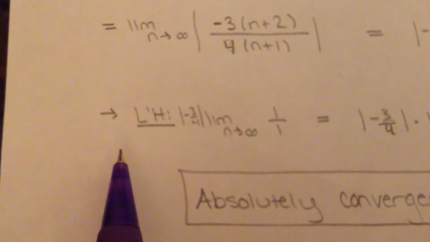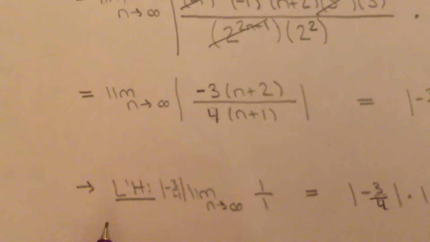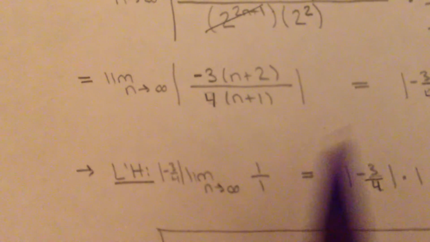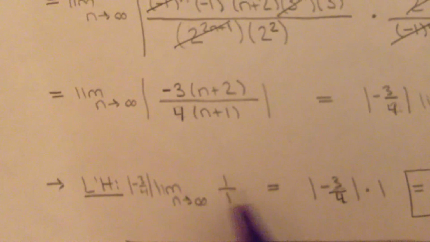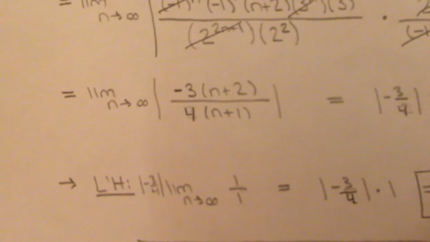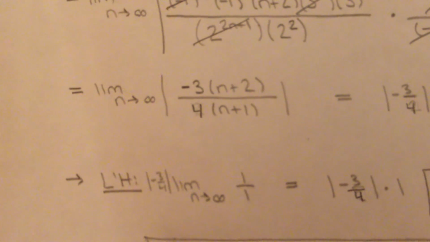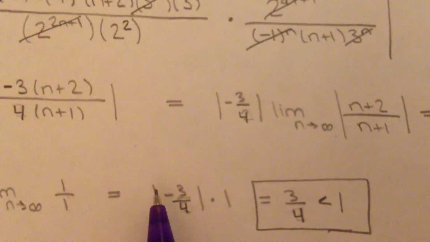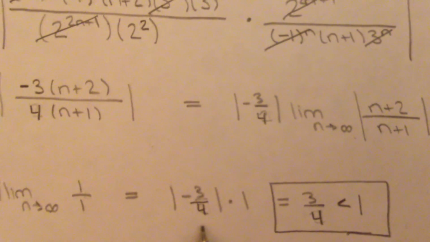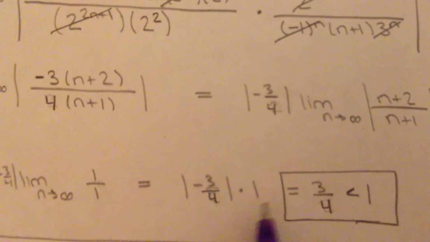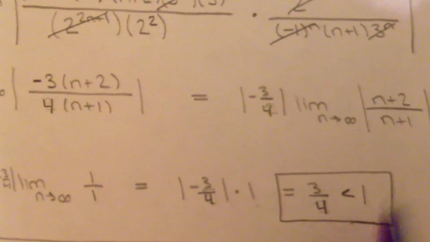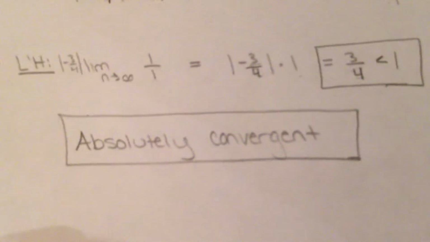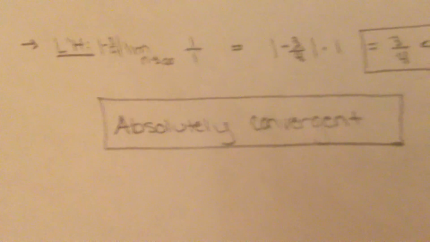To do this, we take the derivative of the top, n plus 2, which just ends up being 1, over the derivative of the bottom, and the derivative of n plus 1 is just 1 as well. So we still have the absolute value of negative 3/4 times 1. The absolute value of negative 3/4 is 3/4, which is less than 1. So we get that this series is absolutely convergent.